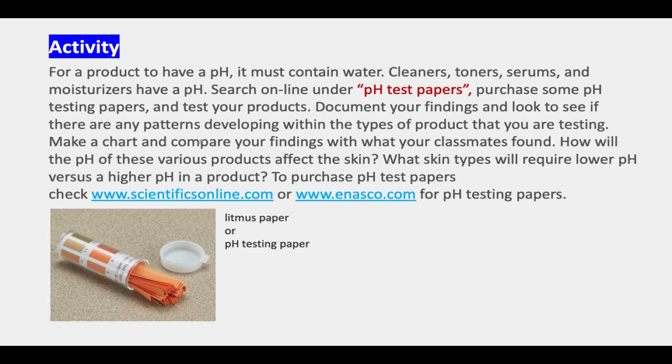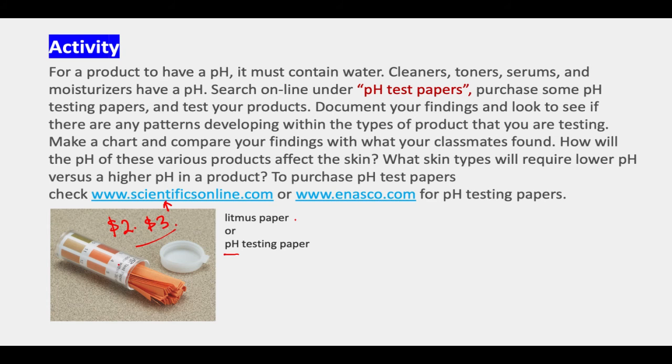The activity, that was something we did reference earlier. It's recommended, and it's in the book as well, that you can go to these scientific online purchasing places, and they do sell litmus paper. Here's an example of the litmus paper. This is red litmus paper, and it's also called pH testing paper. You can purchase that. It's very easy. I think this one was about $2 or $3, something like that.